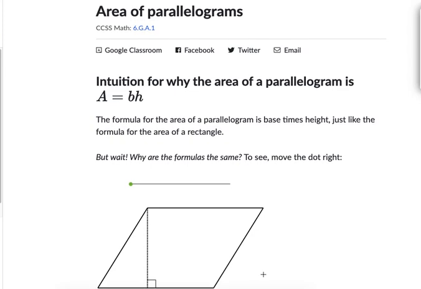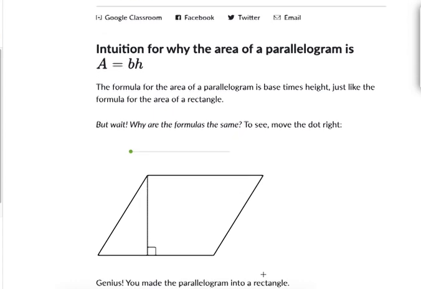This one is on Con, 6th grade, area of parallelograms. Our formula for area of parallelograms is the same as the area of rectangles, and we just went over some problems on dealing with the area of rectangles.